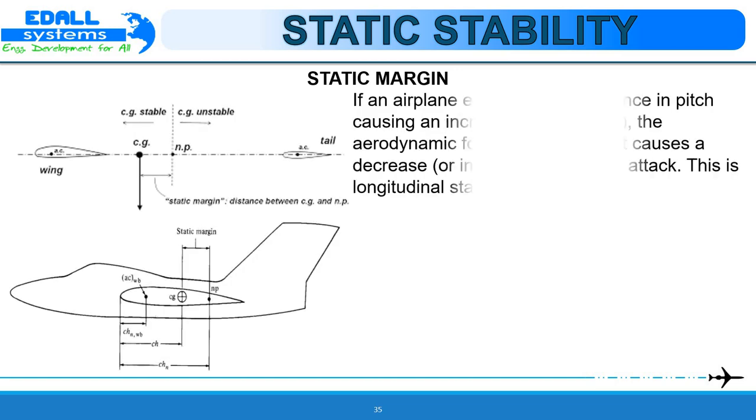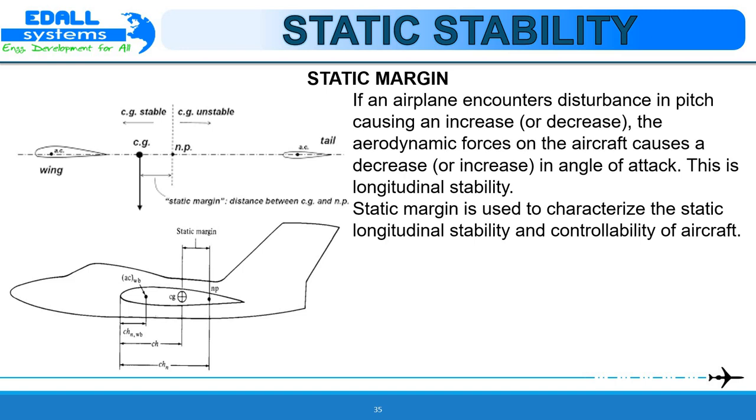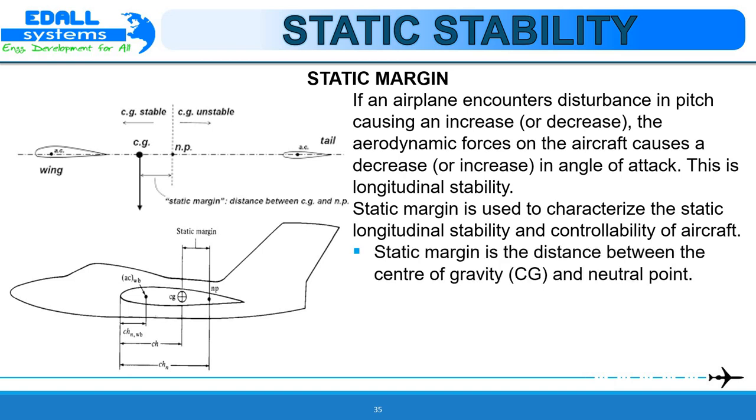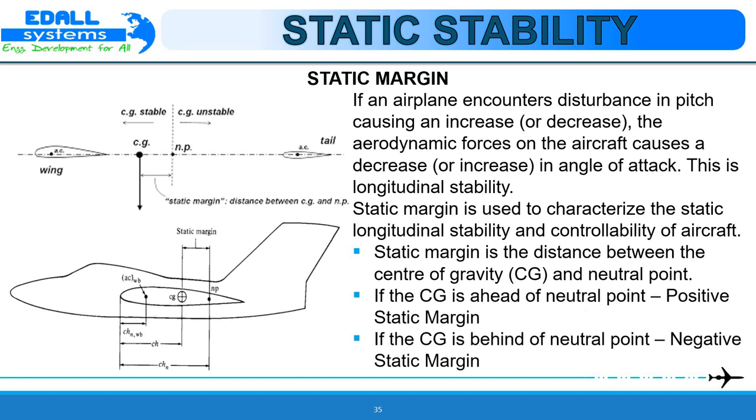Static margin. If an airplane encounters a disturbance in pitch causing an increase or decrease, the aerodynamic forces on the aircraft cause a decrease or increase in angle of attack. This is longitudinal stability. Static margin is used to characterize the static longitudinal stability and controllability of an aircraft. Static margin is the distance between the center of gravity, CG, and the neutral point. If the CG is ahead of the neutral point, it is a positive static margin, and if the CG is behind the neutral point, it is a negative static margin.